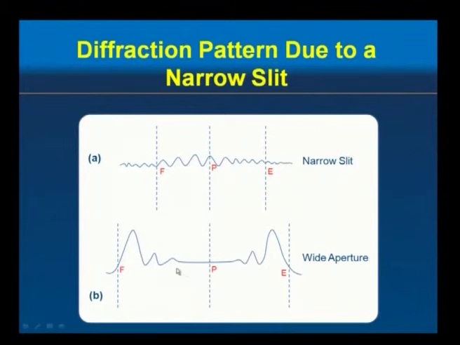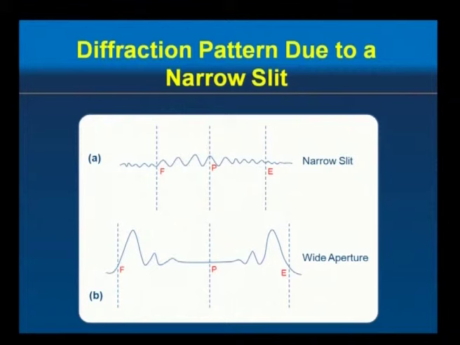If it is a wide aperture, then you see the point is, the intensity at the point P is like this, then it comes down, again goes up and so on. This is the kind of intensity variation that we experience around the point P when you have a narrow slit. If the slit is having a wide aperture, instead of a narrow slit, you have got a wide slit.